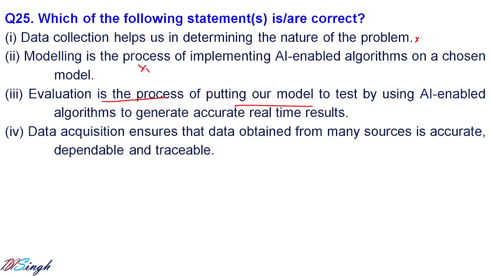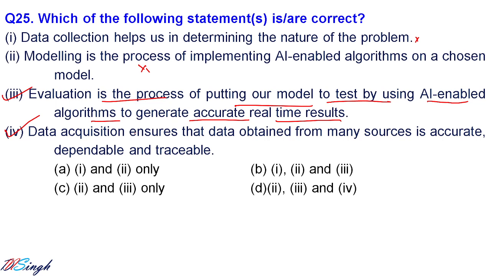Evaluation is a process of putting our model to test, because in the evaluation stage we test our model using an AI-enabled algorithm to generate accurate real-time results. So this one is correct. Okay, data acquisition ensures that data obtained from many sources is accurate, dependable and traceable. That is also correct. So here you have multiple correct statements. This one is also correct.